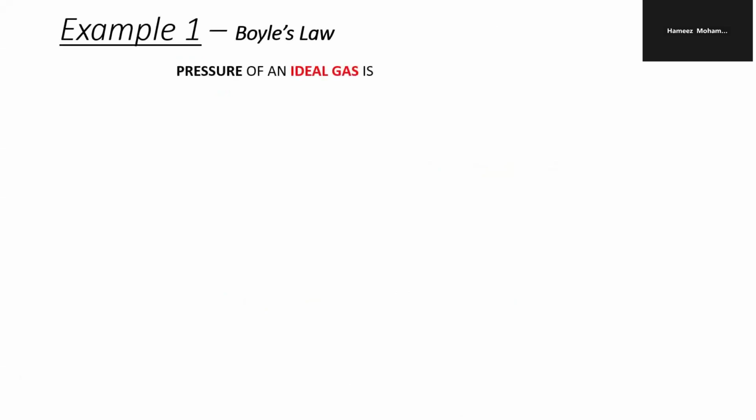So let's look at an example, right? We looked at the ideas before, the pressure law. Now let's look at Boyle's law. Pressure of an ideal gas is indirectly proportional to the volume. And we're going to go through a couple of these examples in order to set up what the graph looks like.